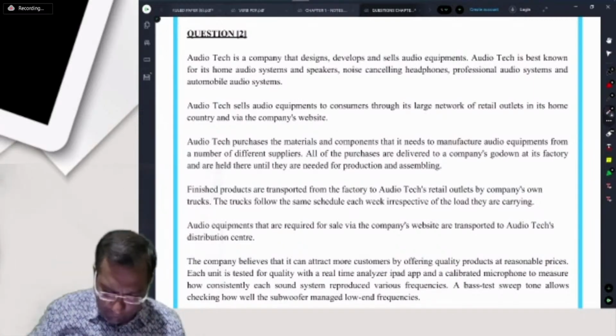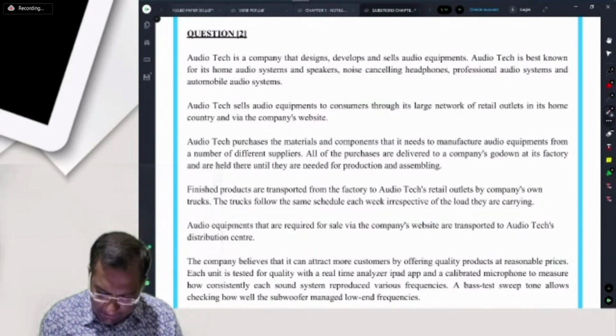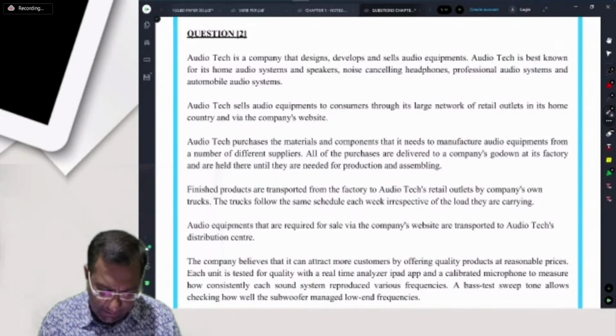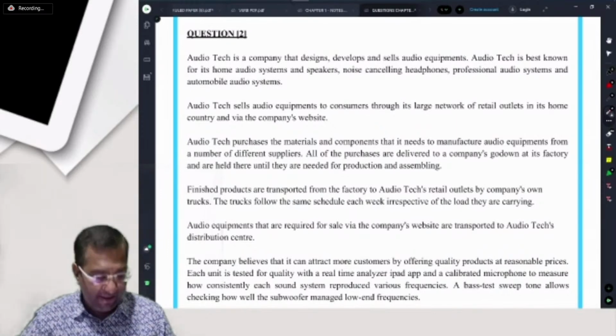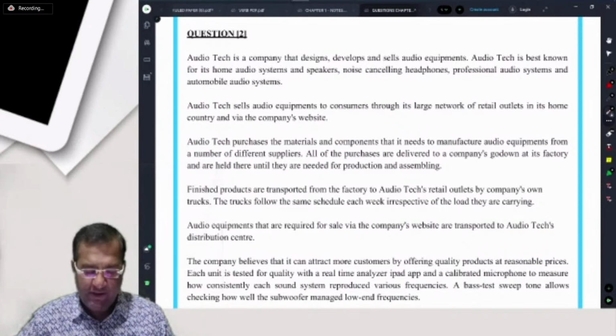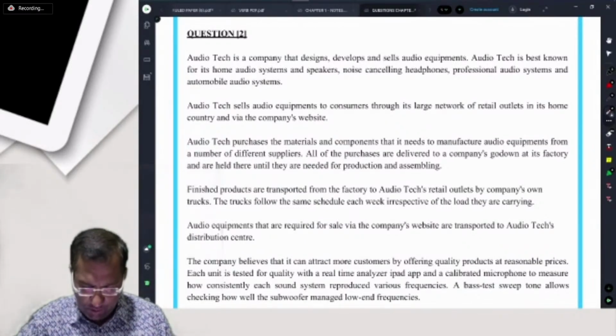Okay, so let's start. Question number 2. Audio Tech is a company that designs, develops and sells audio equipment. So the client name is Audio Tech. They are designing the audio equipment, developing the audio equipment and then selling the audio equipment.